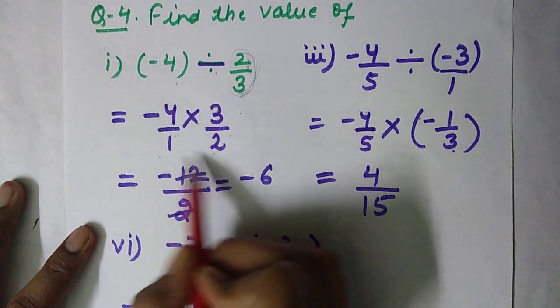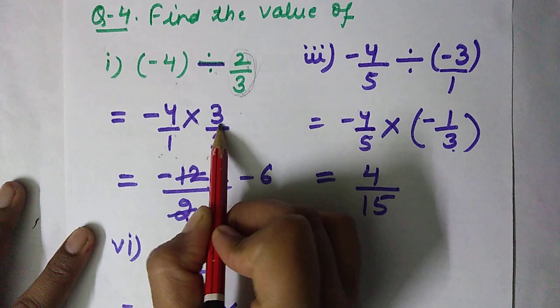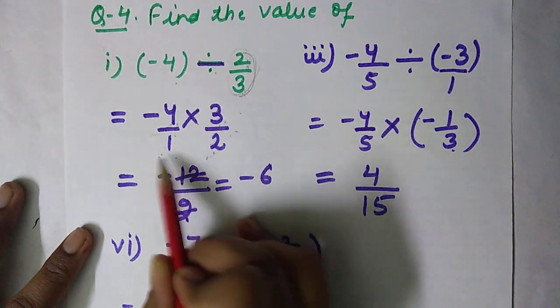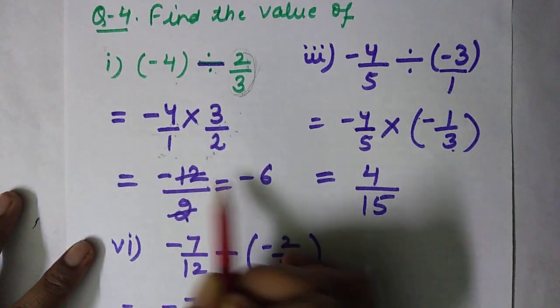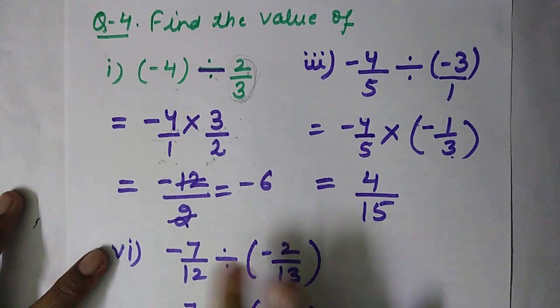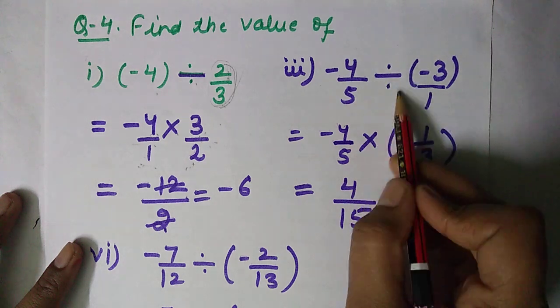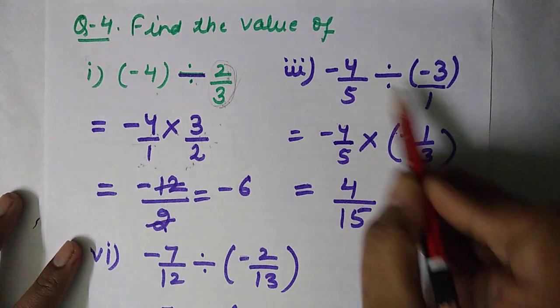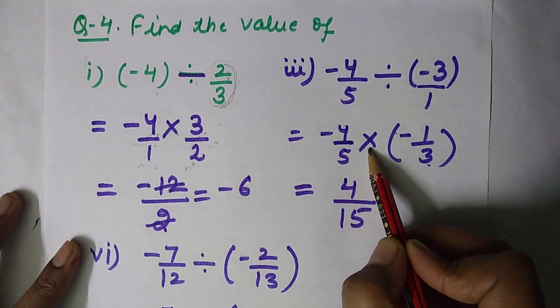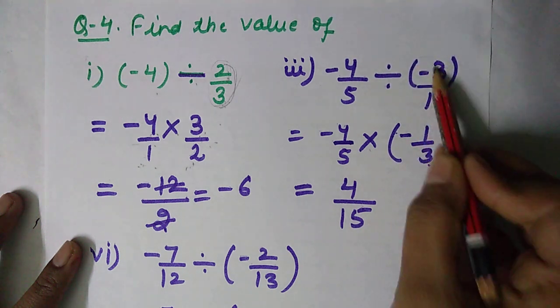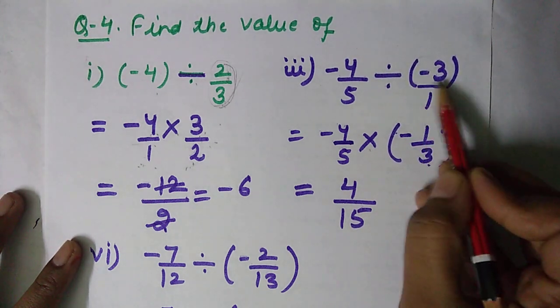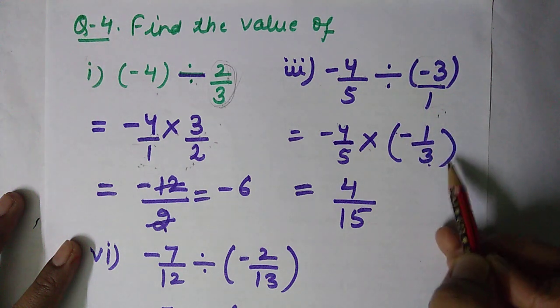So now this is again multiplication of rational numbers. Multiply the numerator with the numerator and the denominator with the denominator. Okay, so this is how you have to do it. One more: minus 4 by 5 divided by minus 3 over 1. I will convert this division into multiplication. For that, this gets reciprocated. So the reciprocal of minus 3 by 1 is minus 1 by 3.